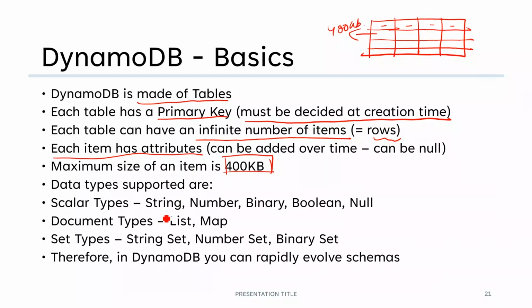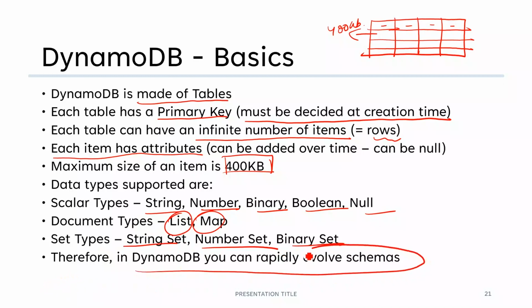Data types which are supported are string, number, binary, boolean and null. It also supports document types, which are list and map, so it also supports complex data structures like list and map. Set types are also supported, like string set, number set and binary set. Therefore in DynamoDB you can have rapidly evolving schemas.